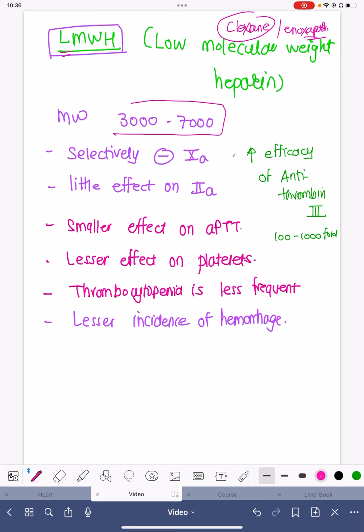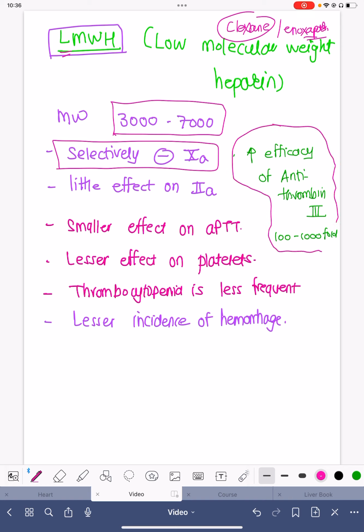Because the weight of this is less compared to unfractionated heparin. So the weight is only 3000 to 7000 Dalton. Now the property of this is it selectively inhibits factor 10A, that is activated factor 10A, as well as it increases the efficacy of antithrombin 3 by 100 to 1000 fold, so that the thrombin is effectively removed from the circulation, and that is how it has an excellent anticoagulant property.